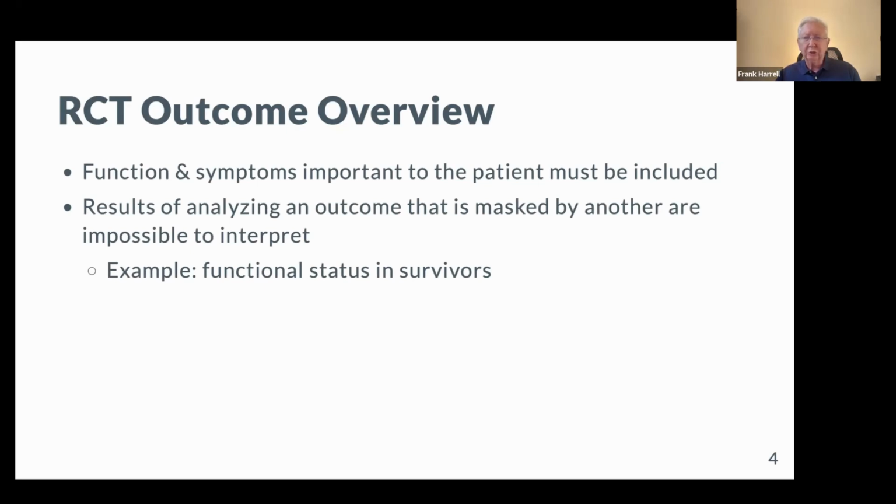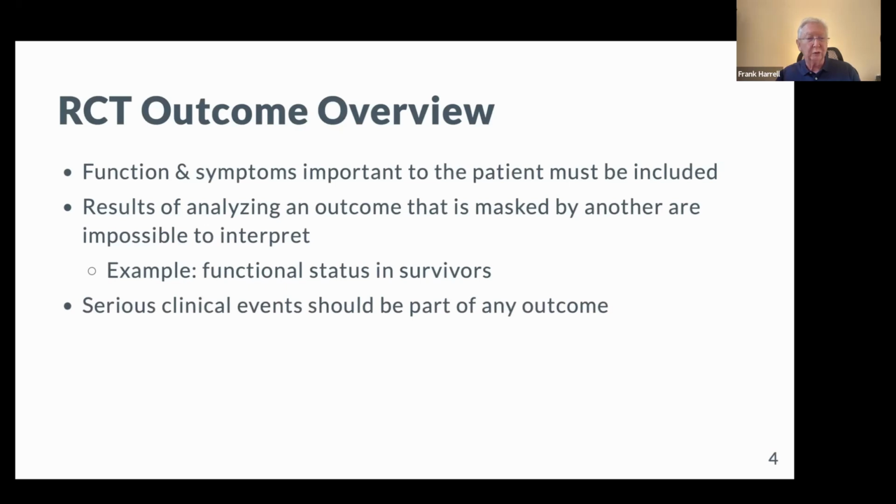And we see some studies where they're actually having as a main analysis the functional status in survivors. So I saw a study recently where there were more deaths in the new treatment group, and they analyzed only survivors, and they found a benefit to the treatment on a functional scale. That's really not fair. That's just putting the deaths under the rug. So analyzing the functional status in survivors is not really a very interpretable or helpful thing. And so serious clinical events should be part of any outcome.